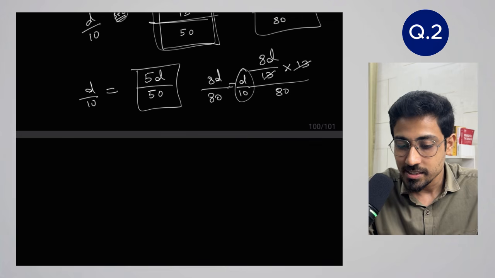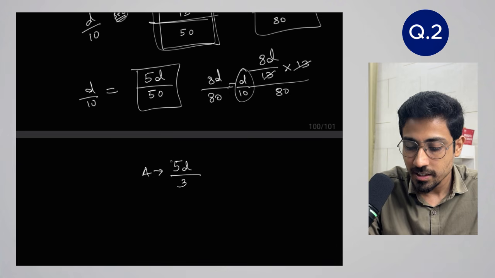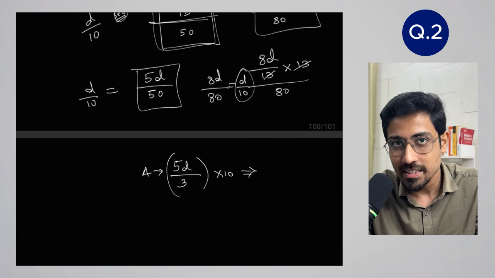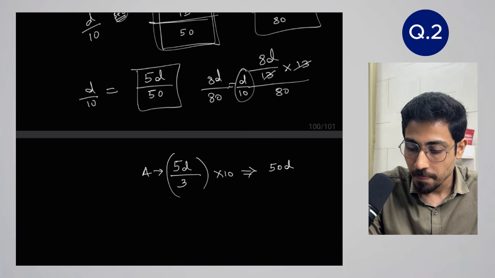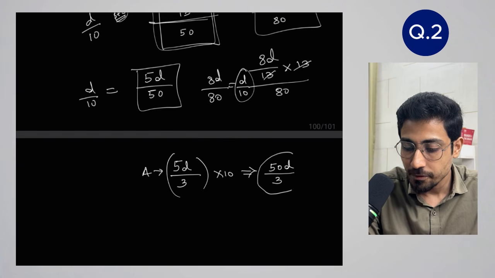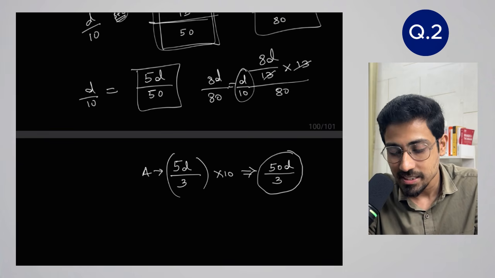But what I can do is 5D by 3. A has covered how much distance? 5D by 3 into 10. That is the distance covered till the 10th meeting point that A has covered. What is that? That is 50D by 3. Okay. I hope this is clear.